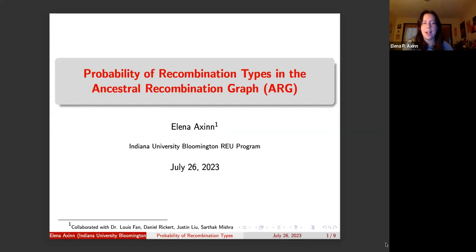Hi, my name is Elena, and I was one of the RU students this past year, and I'm presenting my research on probability of recombination types in the ancestral recombination graph.